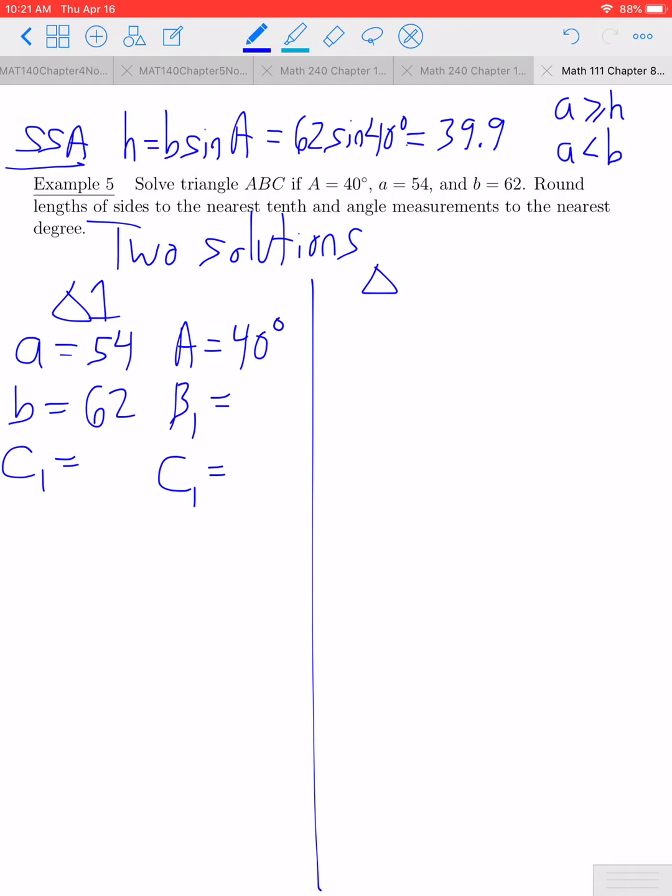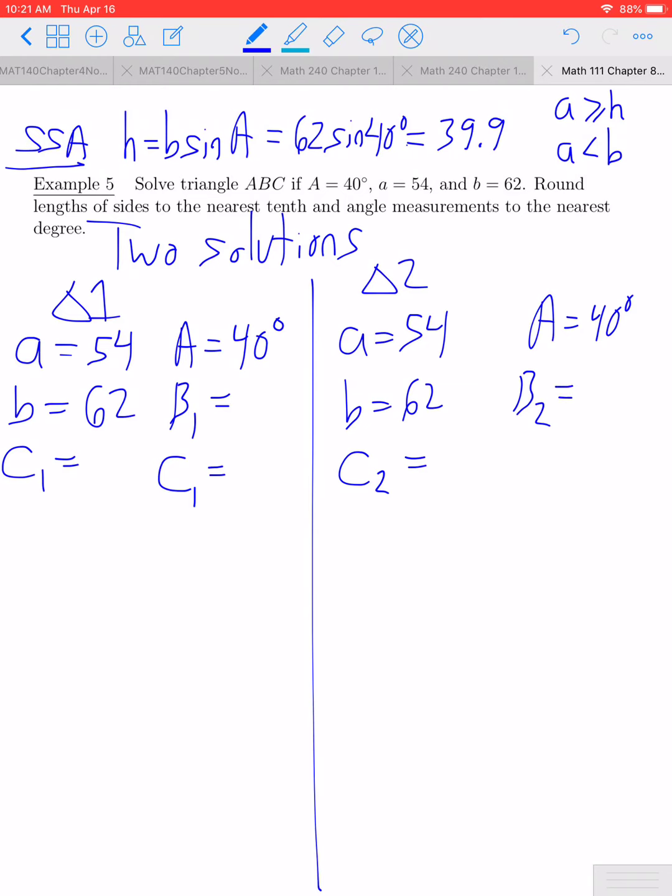We will have a second solution. Let's call this one triangle 2. We'll have the same starting value for a, same value for b. We will have a presumably different length for side c2. Angle A will still be 40 degrees. We'll have a different angle for B. And then we will have a different angle for C3.